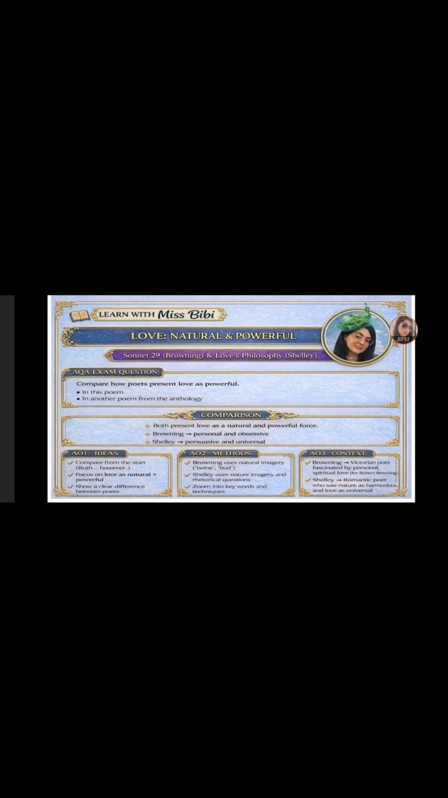I want you to take a screenshot of this slide because this is your revision checklist. So for this theme, love being natural and powerful, I have looked and compared the poem Sonnet 29 with Love's Philosophy because I felt that they were both quite good comparative poems. They both present love as a natural and powerful force, with Browning as personal and obsessive, Shelley as persuasive and universal. So these are good comparative poems that we can look at.